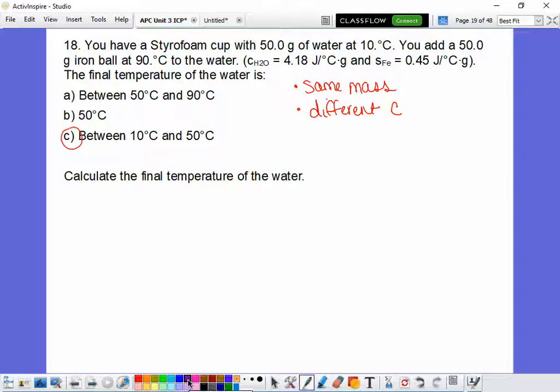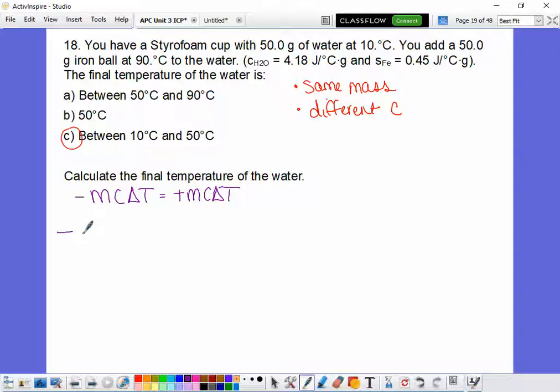When we're doing these calculations, what's our formula that we're using? Well, we can use Q equals mcΔT, but because we have two different substances, we have to do mcΔT twice. So that's when we did the combined formula. Negative mcΔT equals positive mcΔT. Where negative mcΔT is the stuff for the substance that's losing energy, and positive mcΔT is the stuff for the substance that's gaining energy, because the energy that's lost by the iron ball is going to be gained by the water.